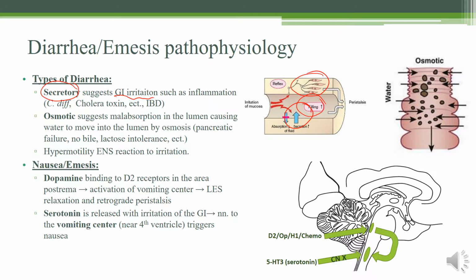You see this a lot in inflammation, like in the presence of C. diff or a toxin or inflammatory bowel disease. So that's secretory diarrhea. Let's talk about osmotic diarrhea. Osmotic diarrhea usually means that there's something not being absorbed. Doesn't matter what it is, there's just something that's not being absorbed and it's building up in the lumen of your GI system. If it builds up in the lumen, water is going to follow down through osmosis, and it'll cause a large volume of diarrhea to come out.